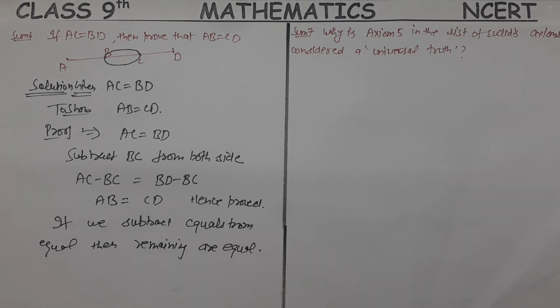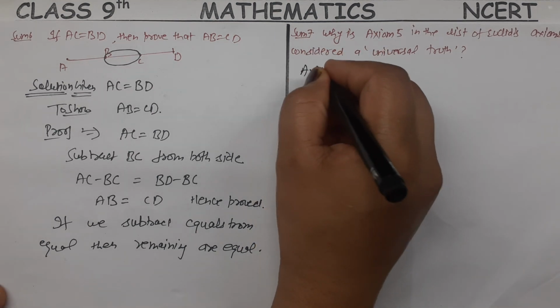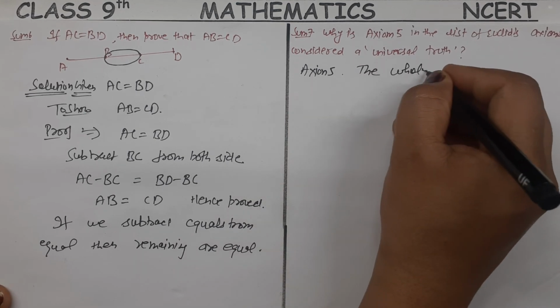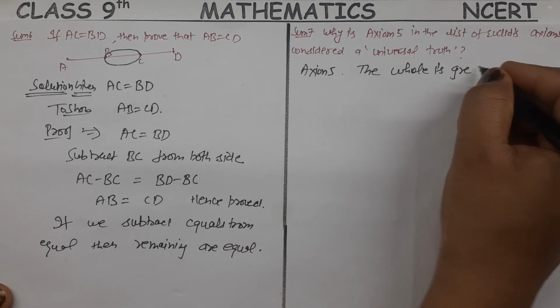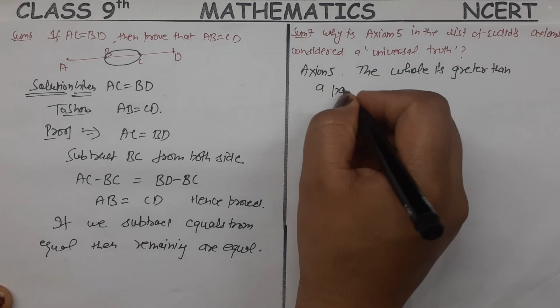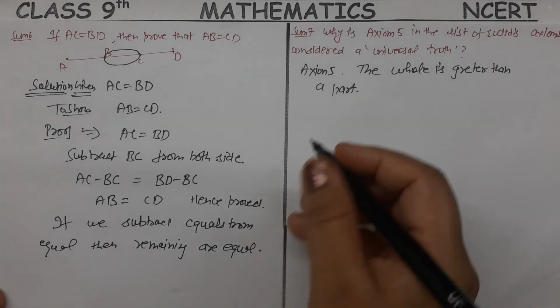Sum number 7. Why is axiom 5 in the list of Euclid's axioms considered a universal truth? Axiom 5 is: the whole is greater than a part. Let me understand it by example.